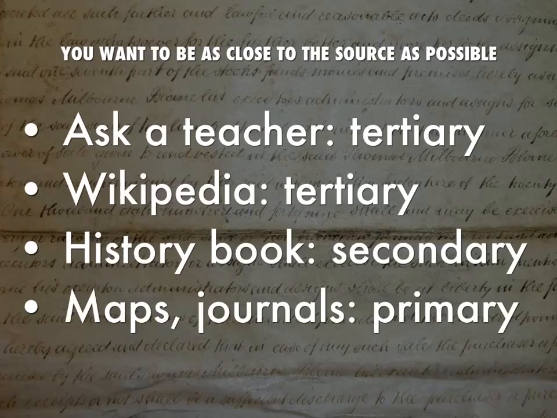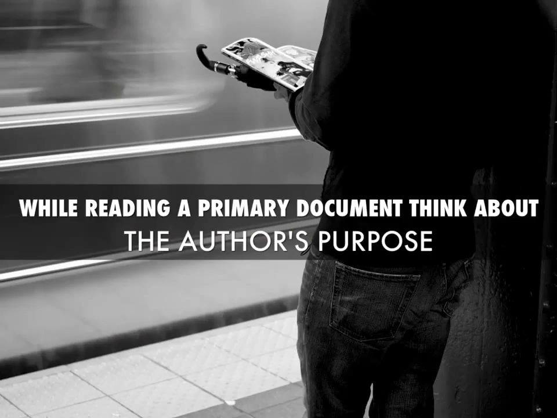Wikipedia would be tertiary. Same thing, people posting things about textbooks or secondary sources, so it's a 3rd source. History book would be secondary. They look at the primary documents and then tell you about them. And maps and journals and all those other examples would be primary. You want to have primary sources. And in this lesson, we're going to only be looking at primary sources from the time of the colonists.